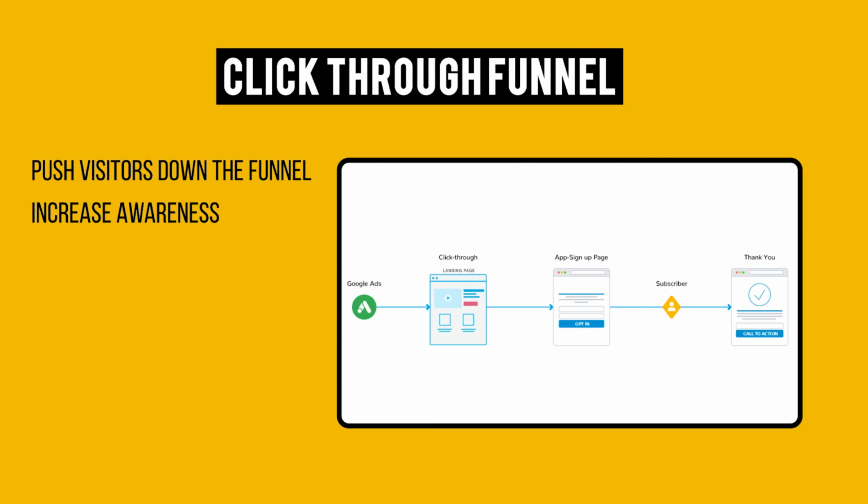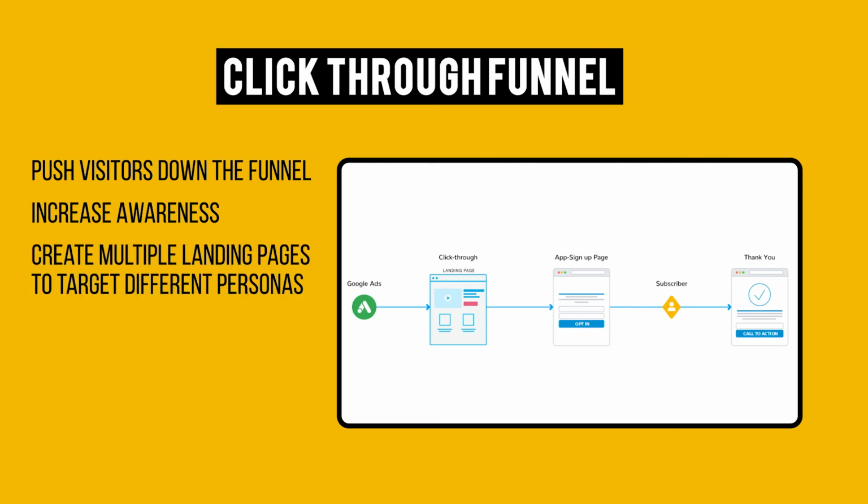One of the benefits of a click-through funnel is that you can create multiple landing pages to target different personas. For example, if you're building a CRM and one of your target audience is an agency owner, then you can create a landing page that is highly relevant to the persona and talks about the benefits and features of the CRM for just them.